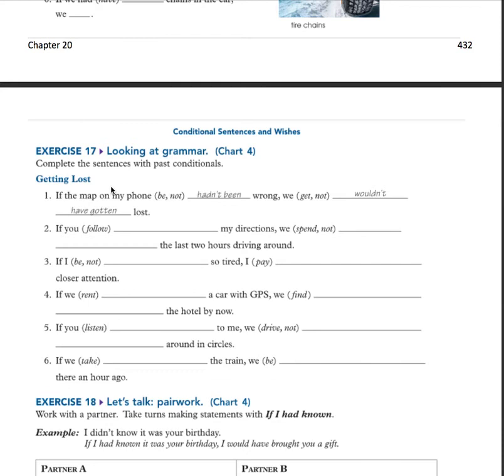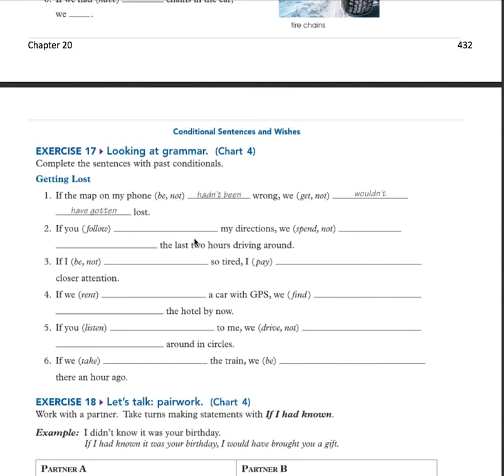Getting lost. You're on a trip, you're trying to use a GPS. So you say, if the map on my phone had not been, because this is past perfect, this is your if clause, wrong, we would not have gotten lost. Remember, past perfect, so we say had, negative, not, and then the past participle of be, been, wrong. We, and then would, not, wouldn't, have, and the past participle of get, gotten lost. Let's do number 2.